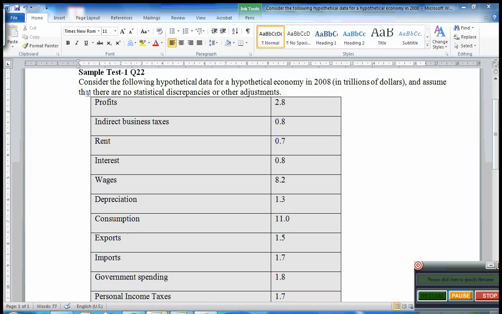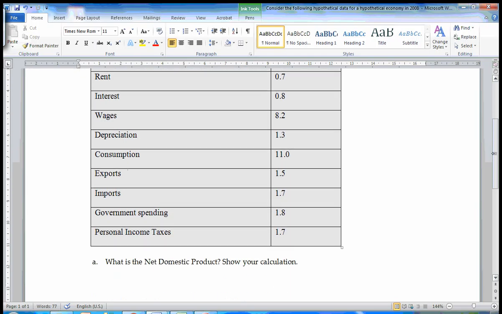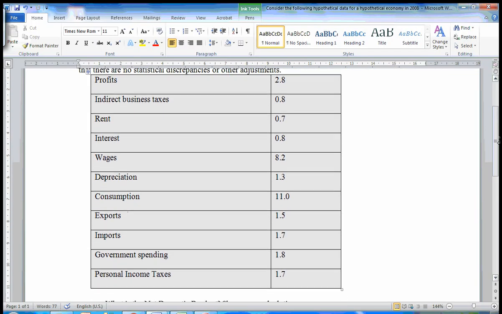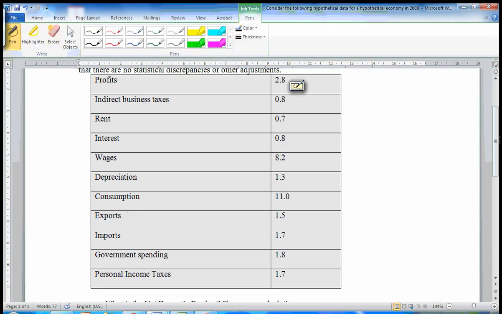Hi everyone, this is the last question from the sample exam 1, and in this question they gave you a table of many income and expenditure components of the GDP, and they're asking you to figure out first of all the net domestic product. So when it comes to having a table full of all these expenditure and income components, the first thing you should try to figure out the GDP or NDP is to check if all the expenditure components of GDP are given in this table.